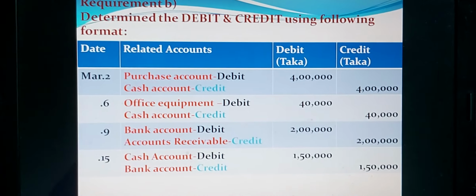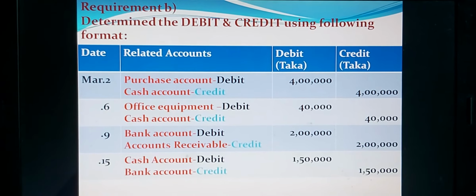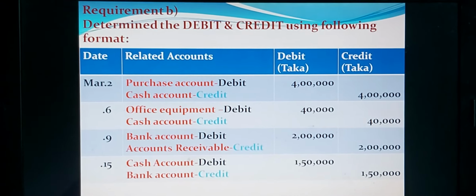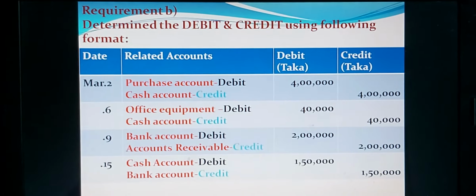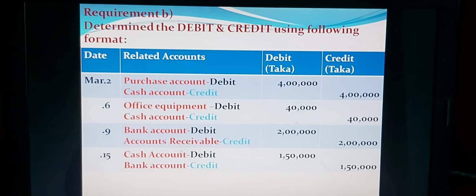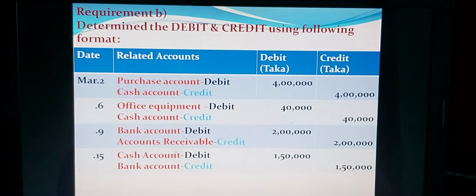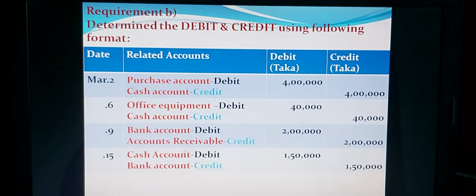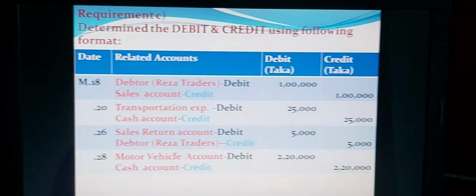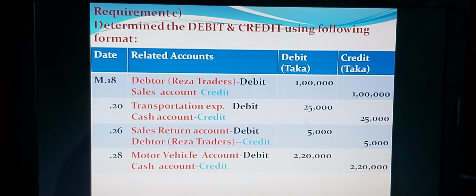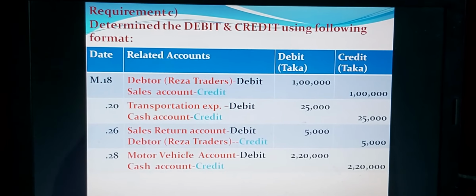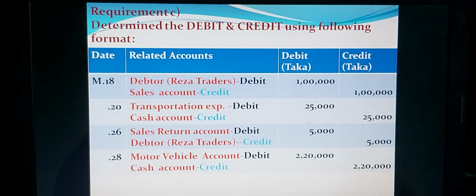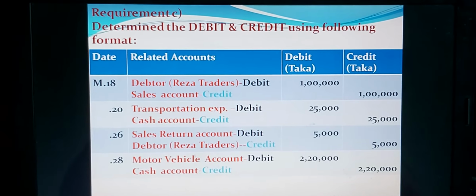I think you have written in your copy, and also the correct answer is completed. Okay, now you can go to the next page. Requirement C. Again, determine the debit and credit for the transaction of March 18, 20, 26 and 28. The same format is followed.